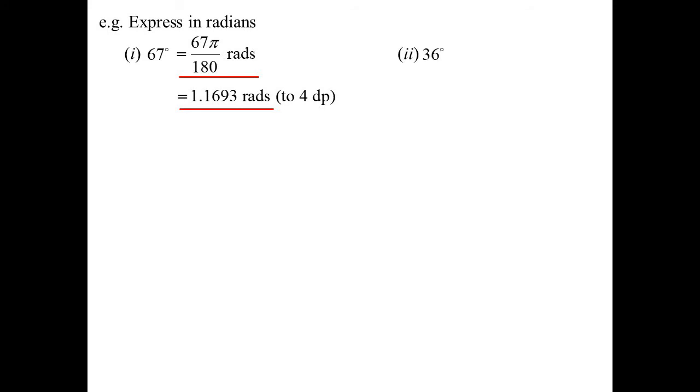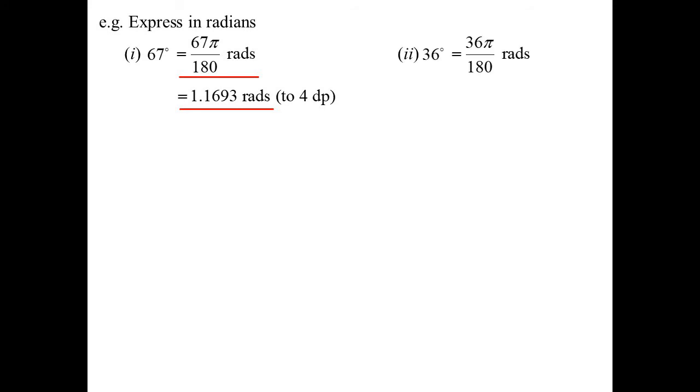So for 67 degrees, I would multiply by pi and divide by 180. There's your conversion. So 67 pi on 180, there is no common factor. And remember, don't make the mistake of thinking pi is 180. Pi radians is 180 degrees. Pi is still 3.14159 and so on.